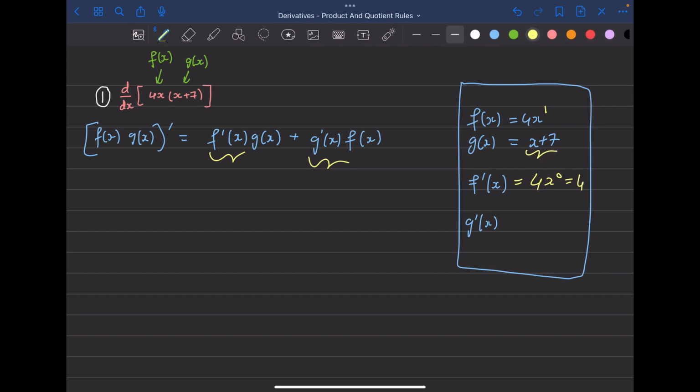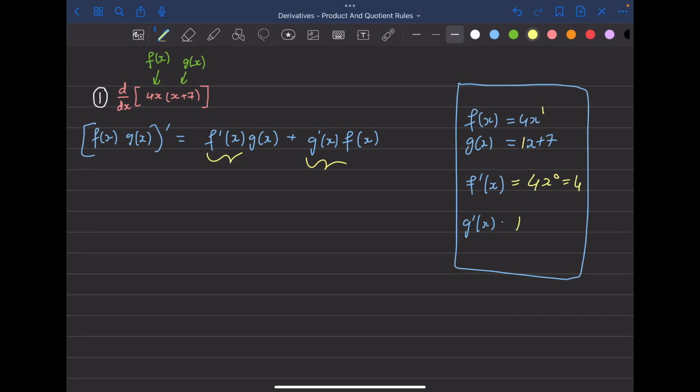And then for this, x plus 7, the derivative of x. Right now this is 1x. So 1 times 1 is 1. And then the derivative of any constant is 0. So 1 plus 0, or in other words, this is just 1. So once again, the derivative of f of x is 4. The derivative of g of x is 1. And that's it. Now we can actually use them to plug them in here.